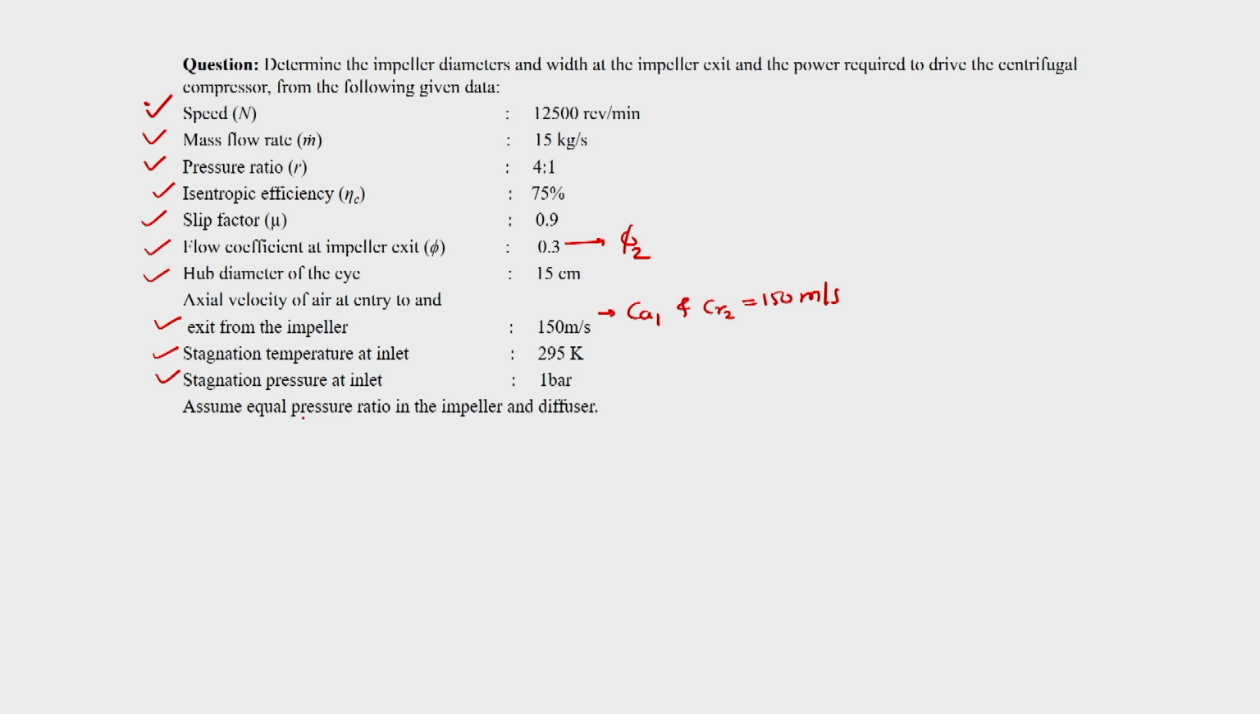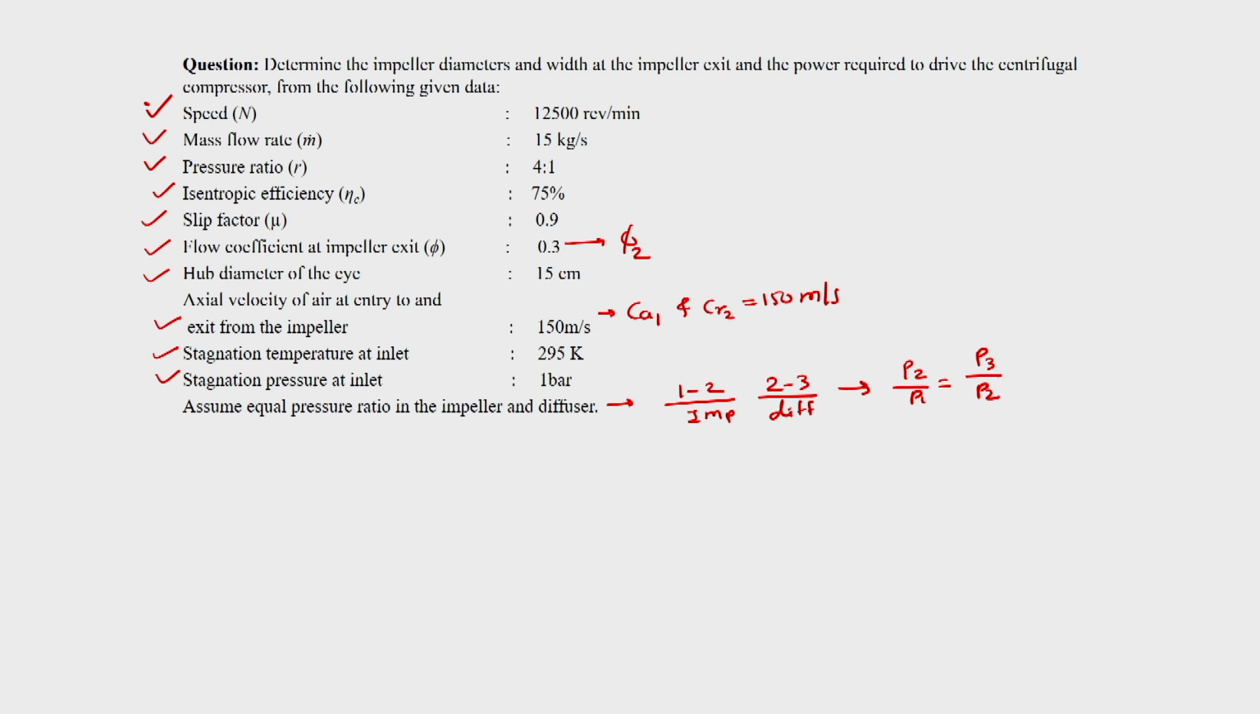We are told that there is equal pressure rise. Obviously this is static pressure rise in impeller and diffuser. So we know that 1 to 2 is impeller and 2 to 3 is diffuser. So we would say that P2 by P1 is equal to P3 by P2. So these are the things which are given for solving this example.